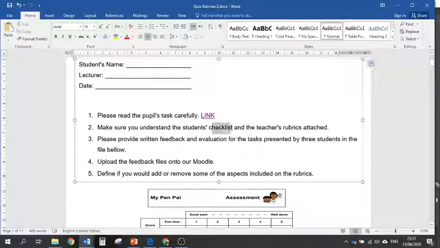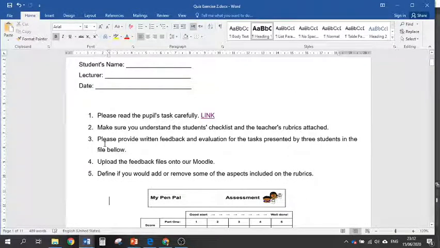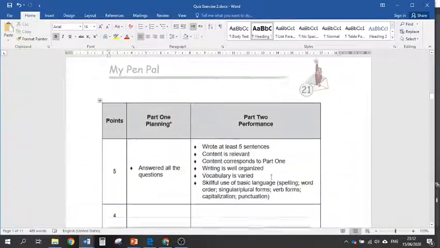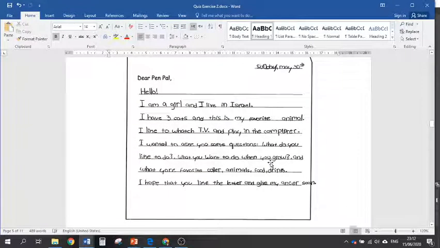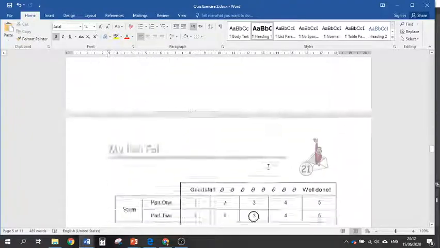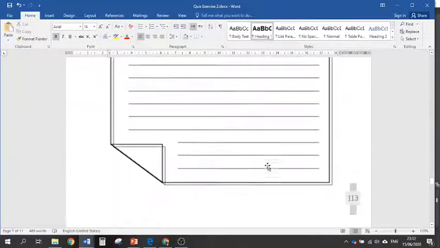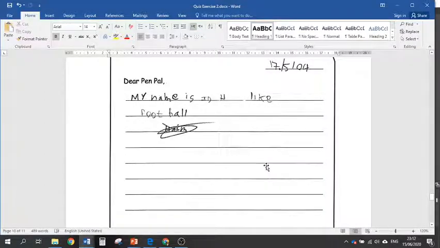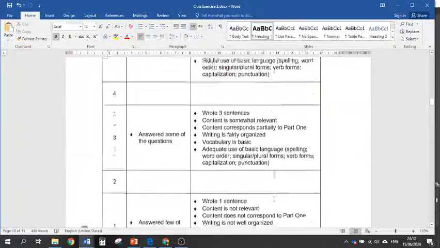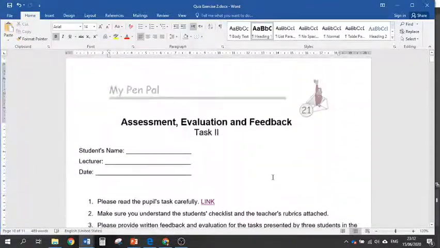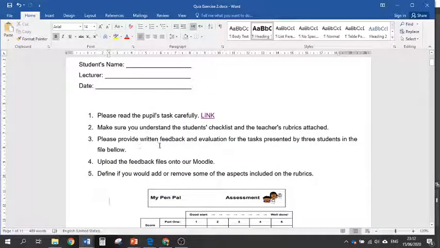So we understood the checklist, we understood the rubrics, and now number 3, please provide written feedback and evaluation for the tasks presented by 3 students in the file below. So we have 3 different students who presented their letters to their pen pals. 1, 2, 3. As you can notice, we have 3 different levels. Okay, so we think about, we see, we read, we check our students' paper.